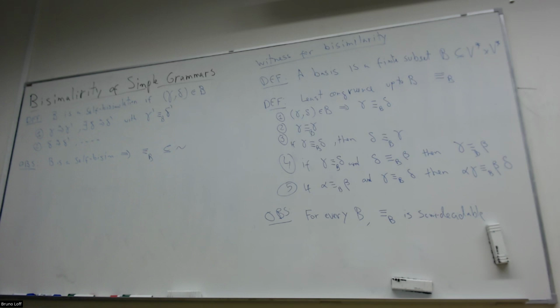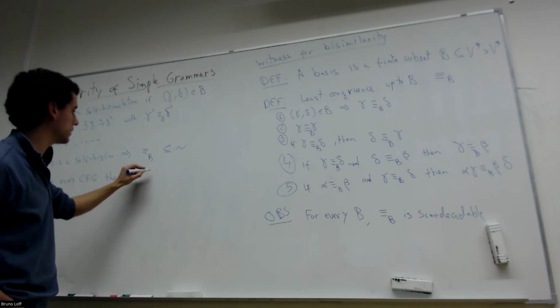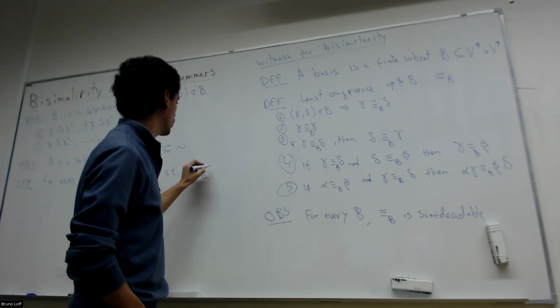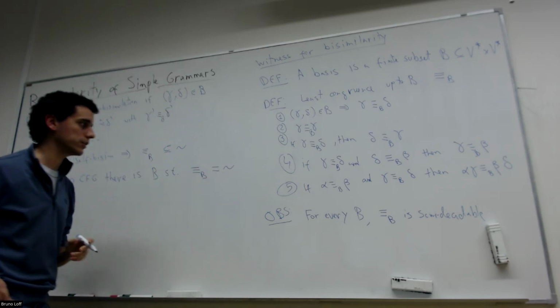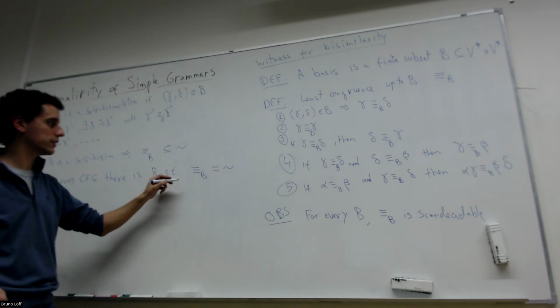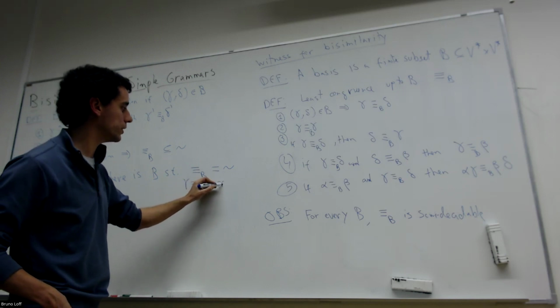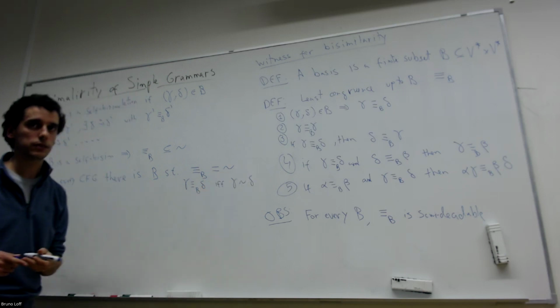That's kind of the idea. And finally, the final observation, and this is actually true for context-free grammars. For every context-free grammar, there exists a B such that the congruence actually equals equivalence. What this means is that gamma is congruent to delta if and only if gamma is bisimilar to delta.